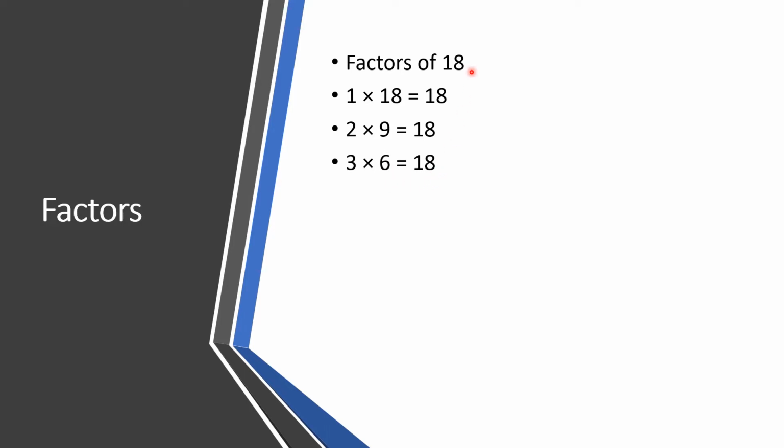Then 18 is not divisible by 4, not by 5, but by 6. Yes, because it is divisible by 2 and 3. That's why 6 threes are 18. Now we can see that 3 and 6 are repeating. 3 sixes are and 6 threes are. That's why we will stop here. Now we will arrange these factors in ascending order, smallest to largest: 1, 2, 3, 6, 9 and 18. So the factors of 18 are 1, 2, 3, 6, 9, 18.